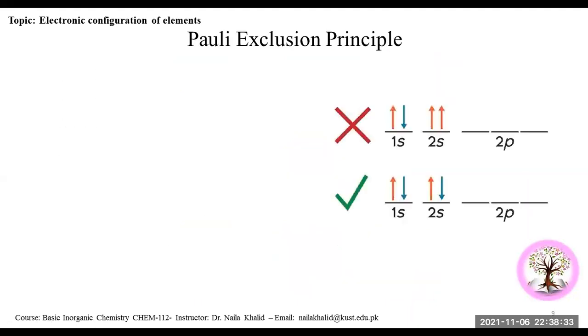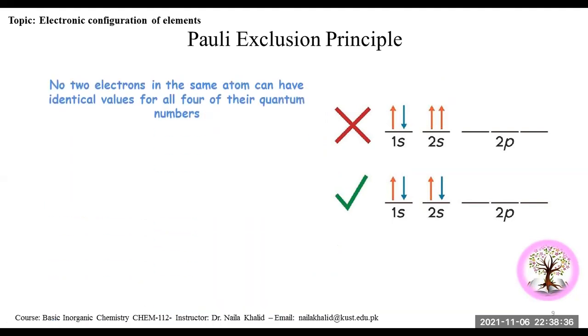First of all, the Pauli exclusion principle. The Pauli exclusion principle states that no two electrons in the same atom can have identical values for all four of their quantum numbers. It means that the two electrons in any orbital must differ in their set of quantum numbers, i.e., three quantum numbers may be the same but at least one quantum number should be different for both so that they can be placed in an orbital.